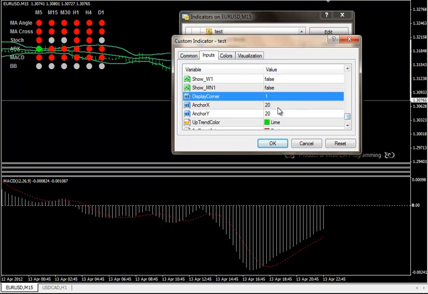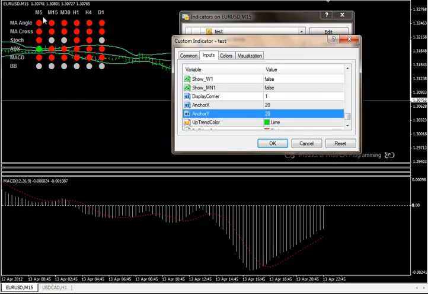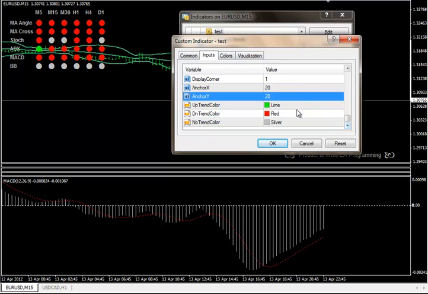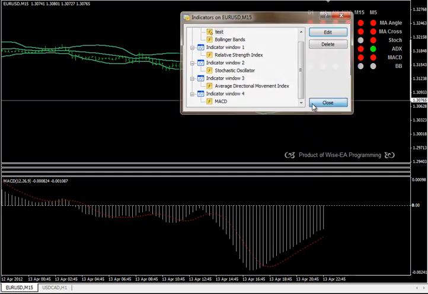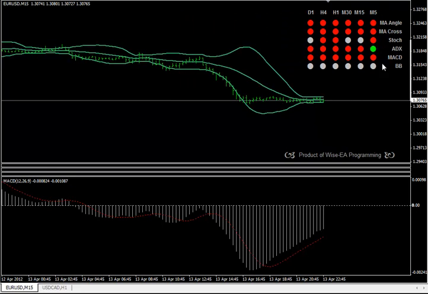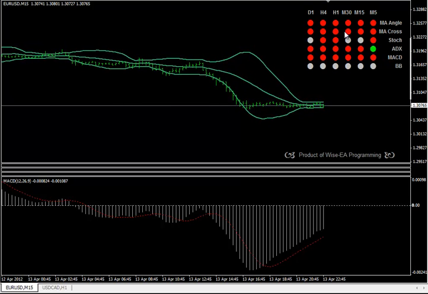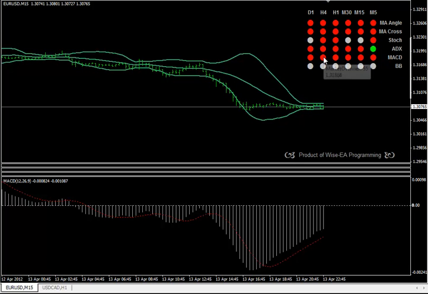And X, Y is how far away the location of this entire dashboard is. For example, this is X, this is Y distance. And then you can define all the 3 colors here. So in this case, I have chosen to be at this corner. So this is a brief description of this indicator, and it just gives you a quick overview across the board, all time frames, and 7 possible methods to tell you what the trend is.